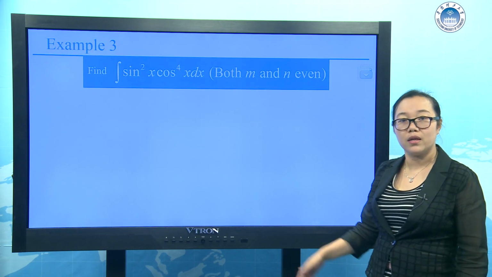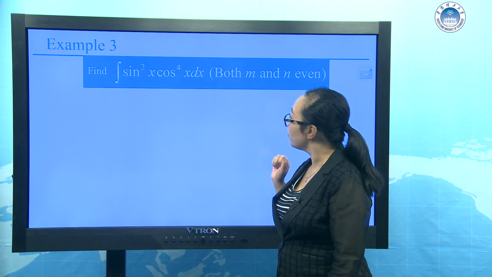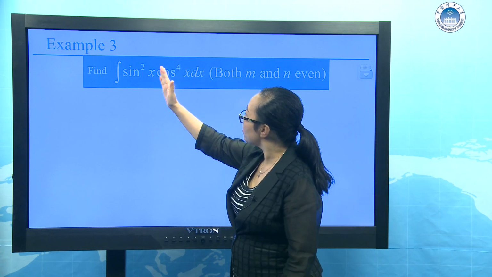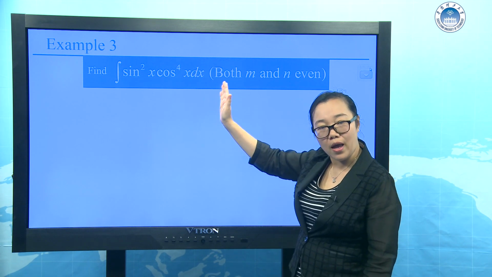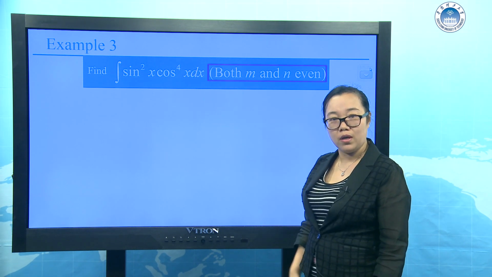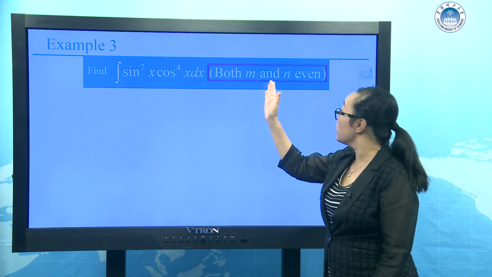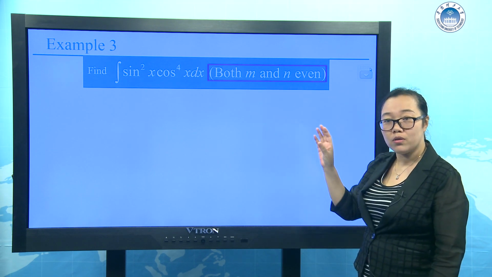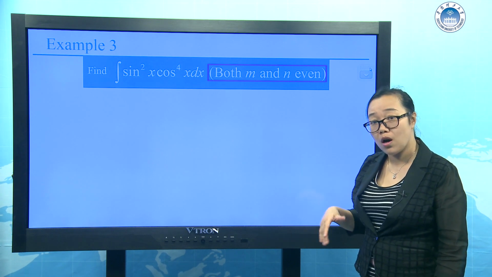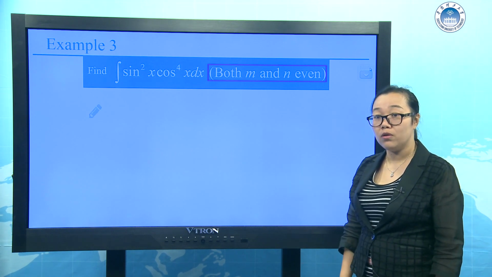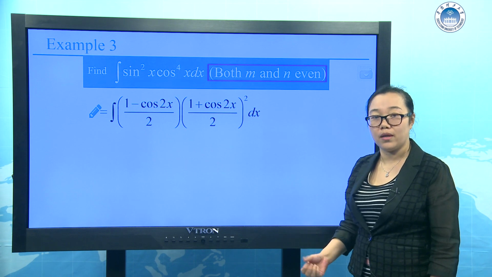Now look at example 3. Try to find the integral of sin x squared times cosine x to the 4th power dx. Pay attention to, in this question, both m and n are positive even numbers. Even numbers, how to write it?